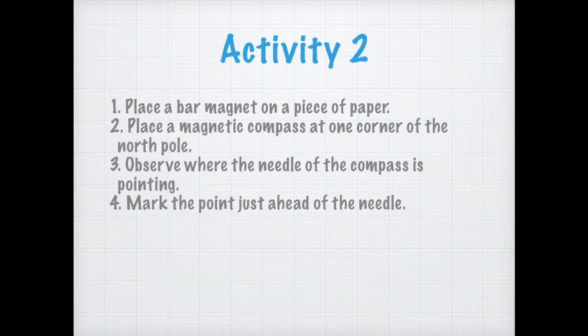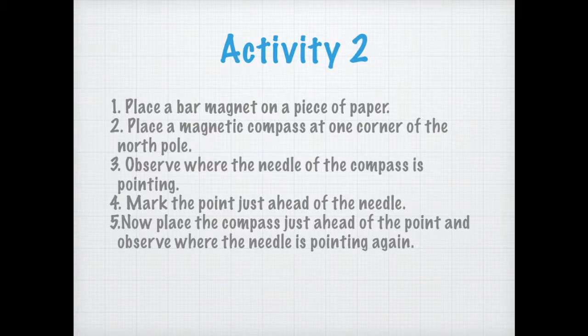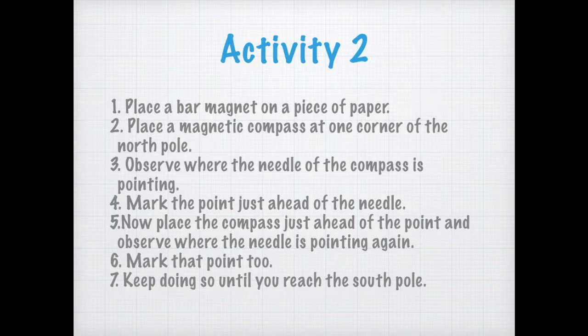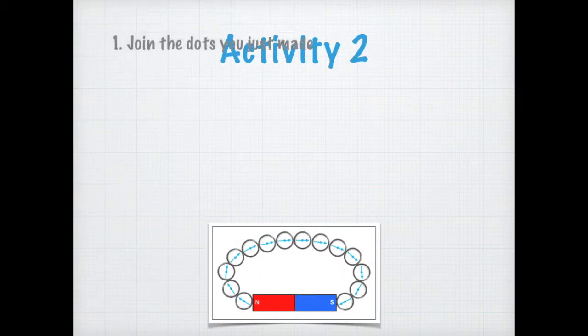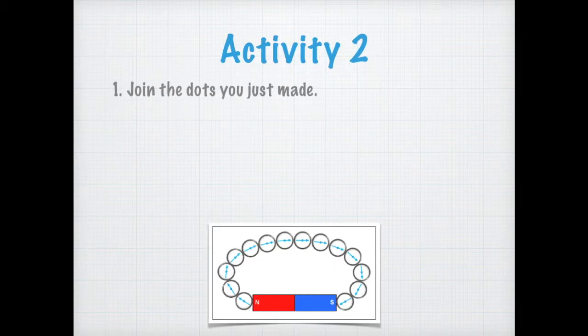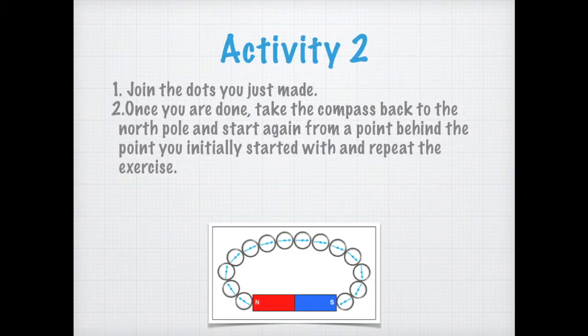and mark the point just ahead of the needle. Just mark the direction in which the compass is pointing, and now place the compass just ahead of that point and observe where the needle is pointing now. Obviously it is going to be pointing at a different direction. That's why we are doing it. Now mark this point too, and keep on doing this until you reach the South Pole. Now join all the dots you made using this compass. Okay, join all the dots and you're going to notice a pattern.